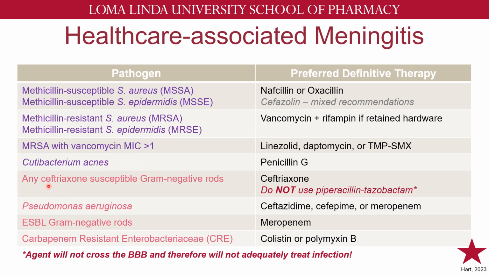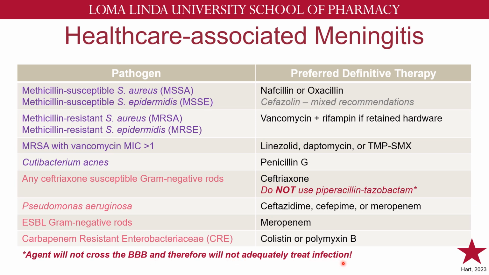For gram-negatives, if we have any ceftriaxone-susceptible gram-negative rods, we can use ceftriaxone. However, we do not use piperacillin-tazobactam, or Zosyn. And the reason why, and we'll talk a little bit about this later, is because if you look at this particular agent's chemical structure, it's extremely bulky. And bulky agents like Zosyn will not cross the blood-brain barrier. And it doesn't matter if the organism is susceptible to Zosyn, if the agent is not going to get to the site of infection, it is not going to adequately treat the infection.